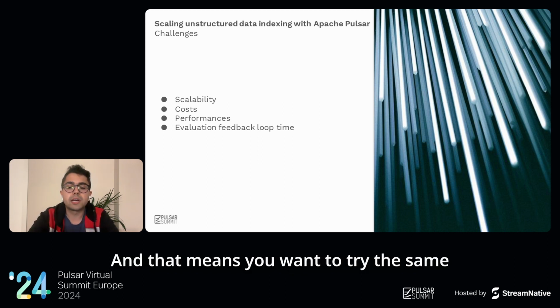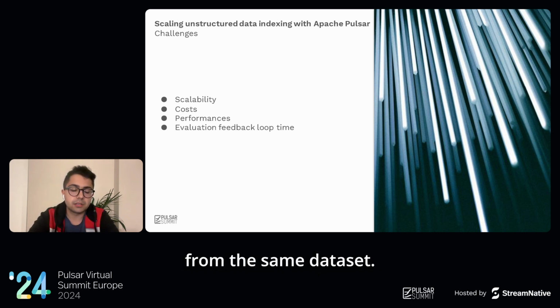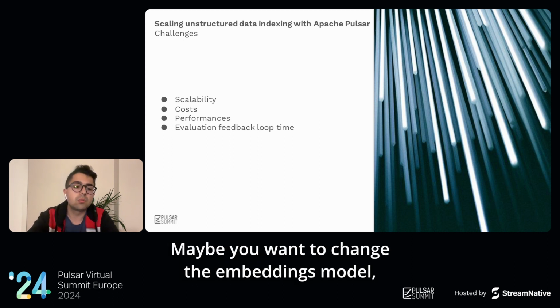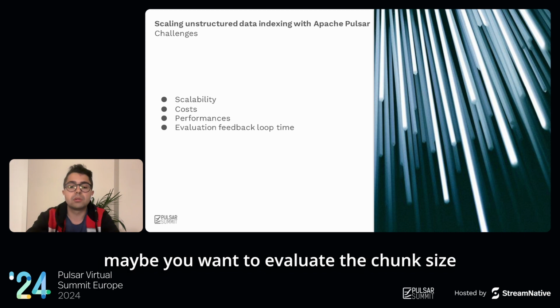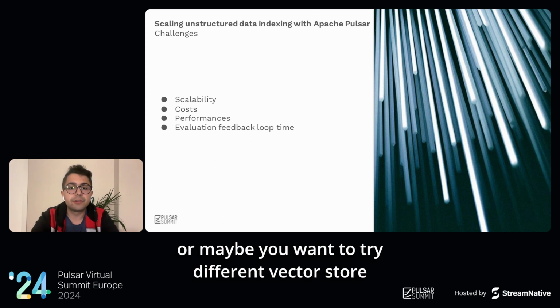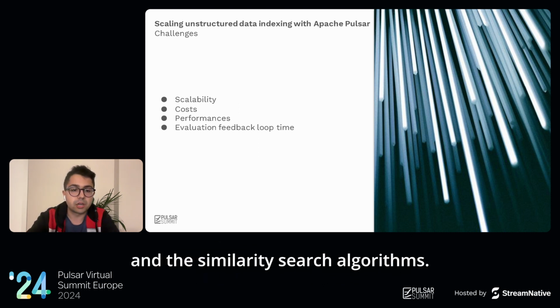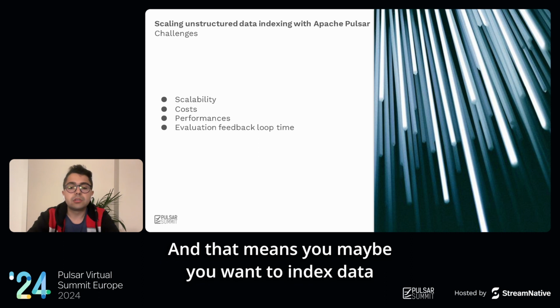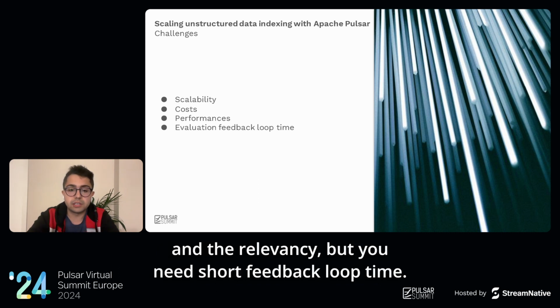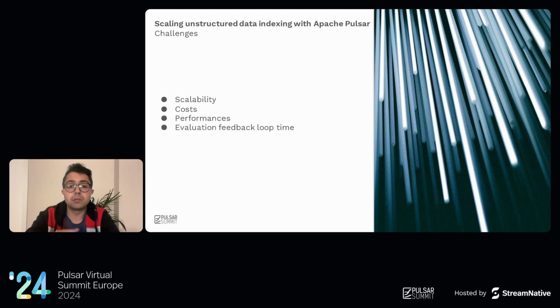And that means you want to try, from the same data set, different parameters during the process. Maybe you want to change the embeddings model. Maybe you want to evaluate the chunk size or the way you extract the text from a PDF. Or maybe you want to try different vector stores and similarity search algorithms. And that means you may want to index the same data over and over and evaluate the results and the relevancy. But you need a short feedback loop time.